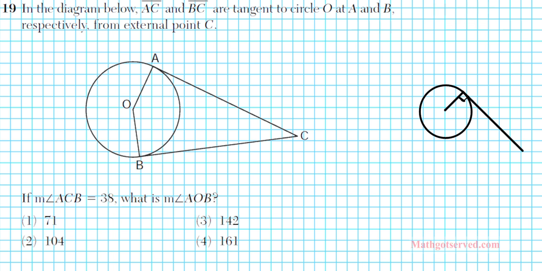Okay? So what does that tell me here? It tells me that this angle here is 90 degrees, and this angle here is 90 degrees also. We're also told that angle ACB is 38, so this angle here is 38 degrees. We're asked to find the measure of angle AOB. This is angle AOB right here. We don't know what it is. Now, this is a quadrilateral. What is the sum of interior angles of a quadrilateral?